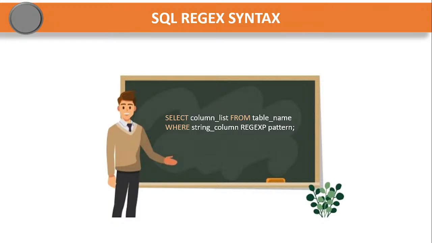Again, we have the select statement, which is the standard SQL keyword to retrieve the data, and we have the column list, which specifies the columns that are to be retrieved. We have the where clause, which is used to specify a condition while fetching the data, and then we have the field name, which represents the name of the column on which the regular expression needs to be applied. We also have the REGEXP keyword, which is used to find the pattern. And finally, you have to mention the pattern, which is a user-defined regex pattern using certain meta characters to search the data.